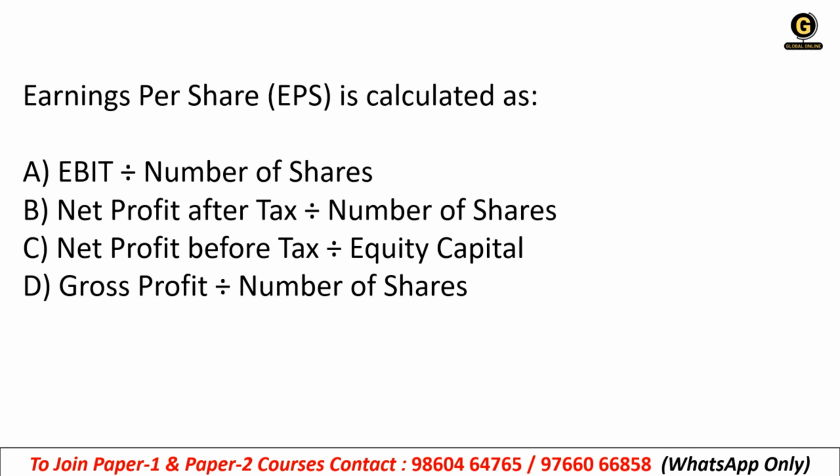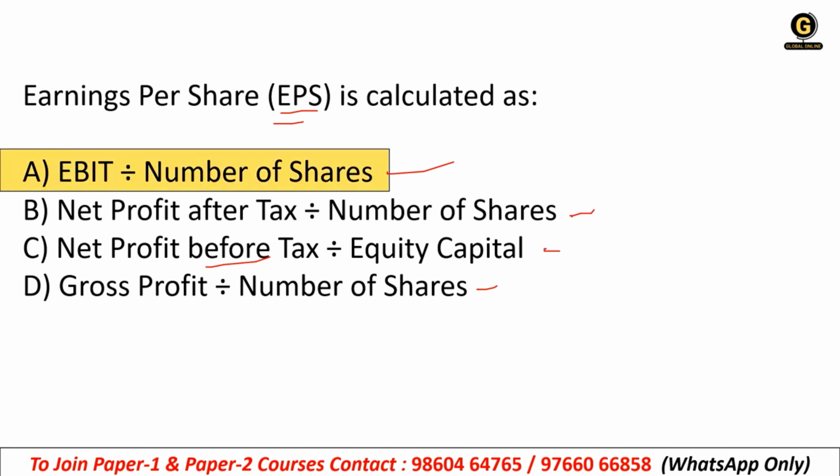Next question. Earning per share, EPS, is calculated as, okay, earning before interest and tax divided by number of shares, net profit after tax divided by number of shares, net profit before tax divided by equity capital, or gross profit divided by number of shares. Okay, give your answer. Only 10 seconds will be given to you. Okay. All right. So the right answer is option A, earning before interest and tax divided by number of shares.